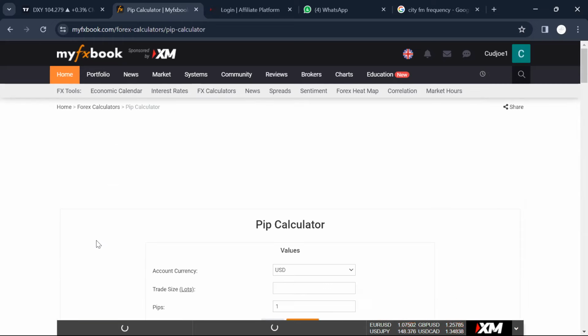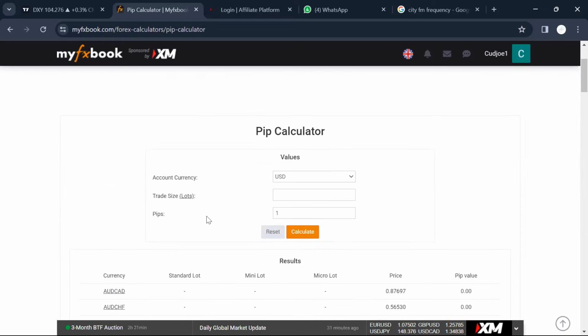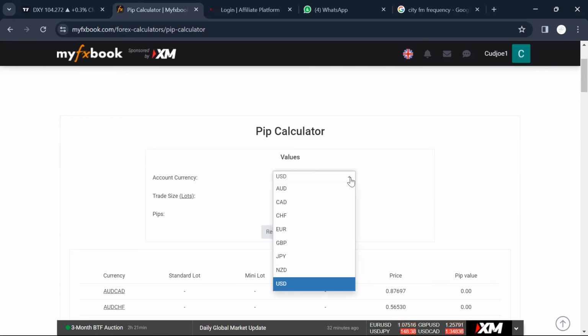Now, when you click that, this is the page that opens, the PIP calculator. So at a glance, you see account currency, mostly in USD. You can be in another country, in Ghana or the USA or wherever, and still have your capital in another currency. It doesn't matter. You can come here and select it. We have the trade size, the lots that you are going to trade, and then we have the pips.